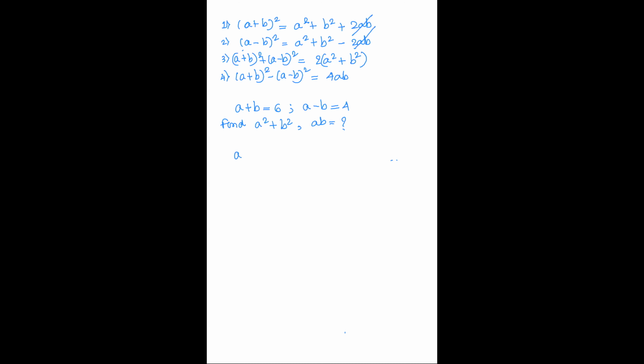So a plus b the whole square plus a minus b the whole square is equal to 2 times a square plus b square. So ये हो गया हमारा formula. Let us start filling things over here. a plus b the whole square, that is 6 square. The value of a minus b given to us in the question is 4. 4 square is equal to 2 times a square plus b square.